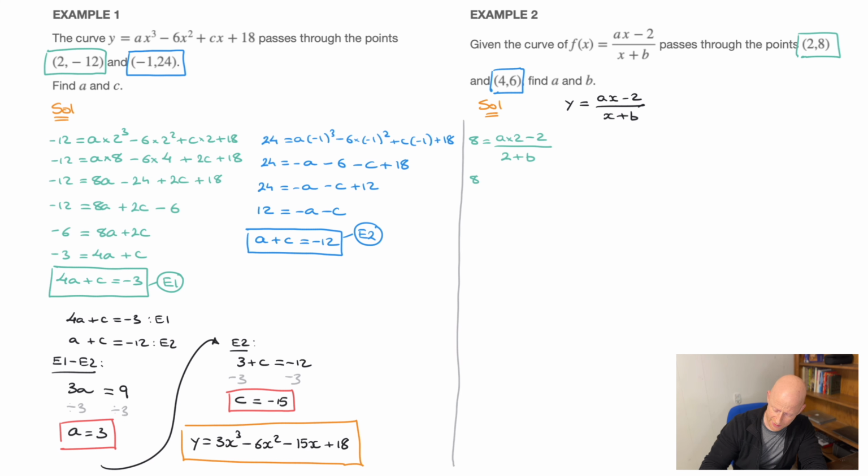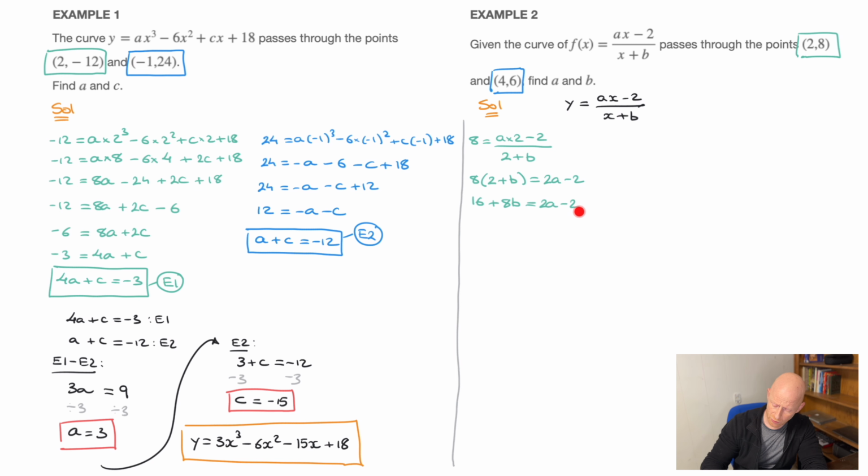We'd have 8 times, in parentheses, 2 plus b, which equals the numerator we have here, which is a times 2, so that's 2a minus 2. So I'll just quickly write that. That's 2a minus 2. I now distribute this 8 across this pair of parentheses, which leads to 8 times 2, which is 16, plus 8 times b, so that's 8b, and that's equal to 2a minus 2.